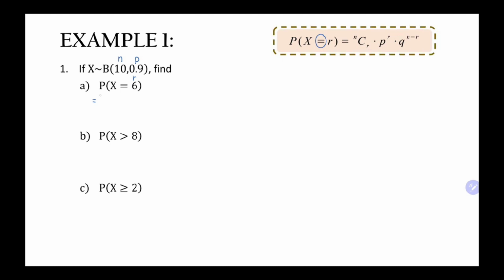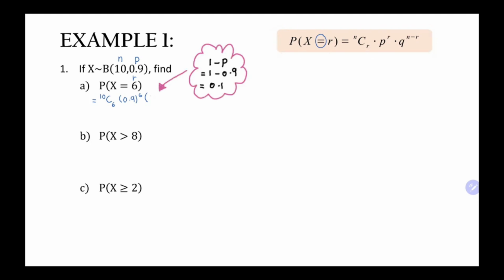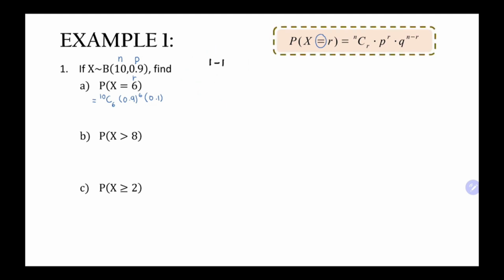Our formula is nCr. P(X = 6), 6 refers to r. So we use n is 10, 10C6, r is 6. P is 0.9 power of r, which is 6, and to find q, we use 1 minus p. 1 minus 0.9, then we get 0.1. And power n minus r, so 10 minus 6, we get 4. Then we calculate, we get answer 0.0112. We take answer to 4 decimal places.